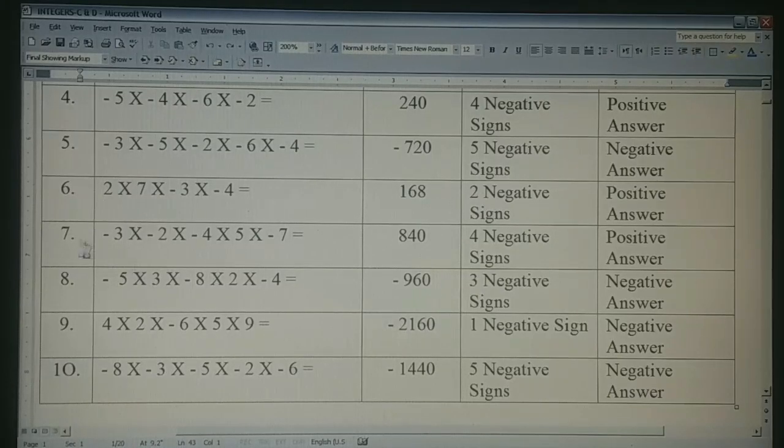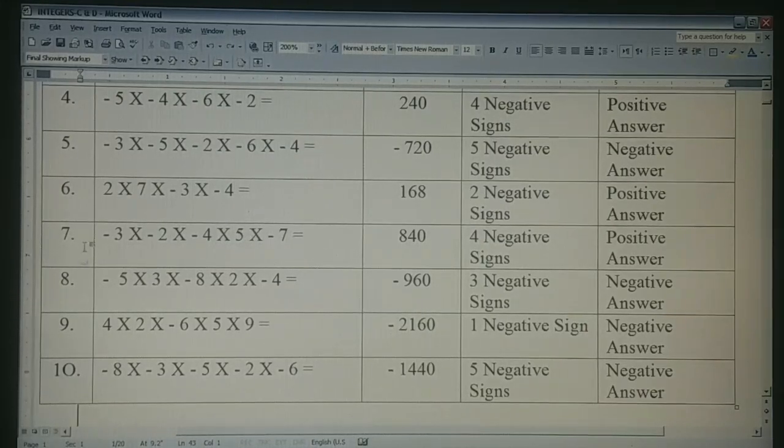In the 7th question, we see minus 3 multiplied by minus 2 multiplied by minus 4 into 5 into minus 7. If you see, there are 4 negative signs: 1, 2, 3 and 4. When there are 4 negative signs, 4 is an even number. That means the answer will be a positive answer. So we just multiply. 3 4s are 12, 12 7s are 84 and 5 2s are 10. 84 10s are 840, and the answer will be positive 840.